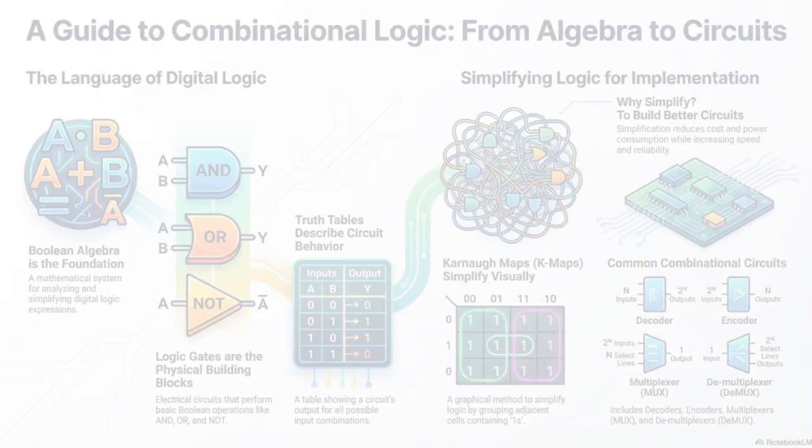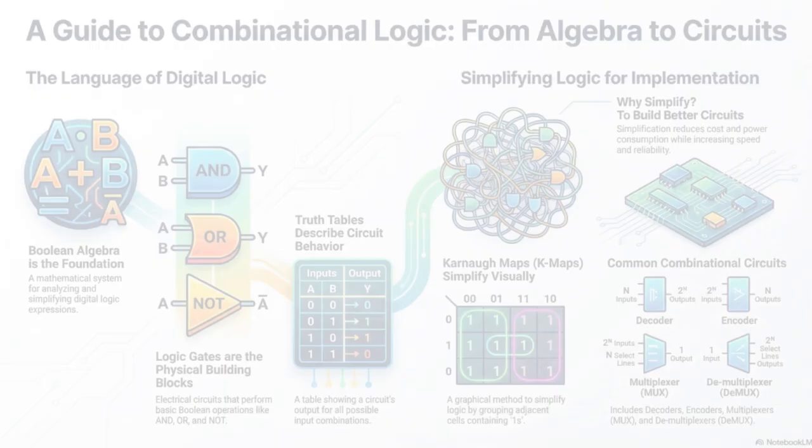And the opposite of a decoder must be an encoder? You got it. An encoder does the reverse. It takes a bunch of inputs, say 8, and converts an active input into a smaller binary code, like a 3-bit output. Then you get to the king of data routing, the multiplexer, or MUX.